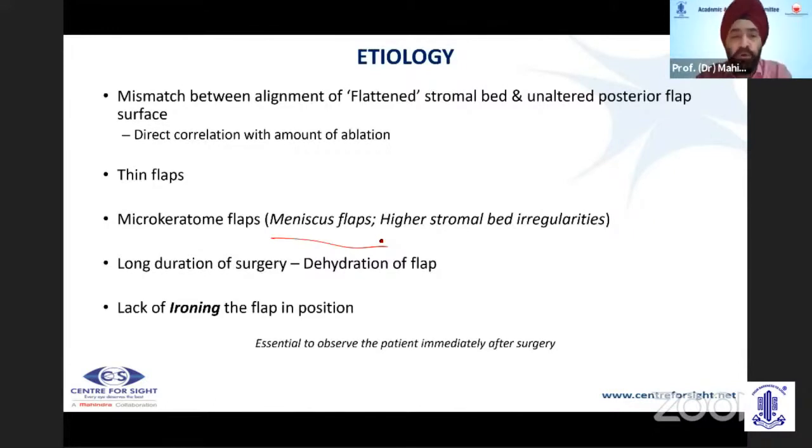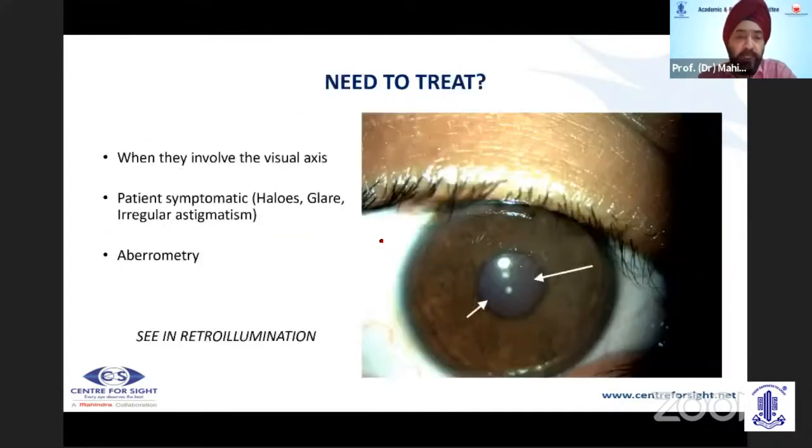Now, in case you have manipulated much more, and there is hydration or dehydration of the flap, the adhesion and the stickiness of the flap will become different, and therefore the chances of having STRIAE are there. It is also important that if you don't iron or swab the flap into position and wait for it to dry, then these are going to be a problem, and therefore it is essential to observe the patient immediately after the surgery.